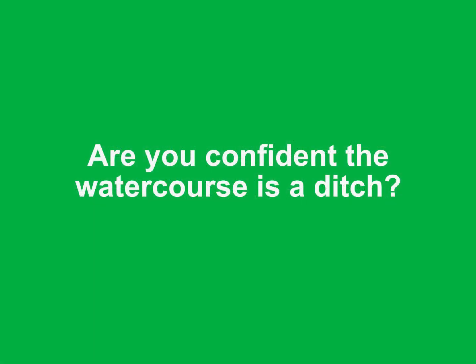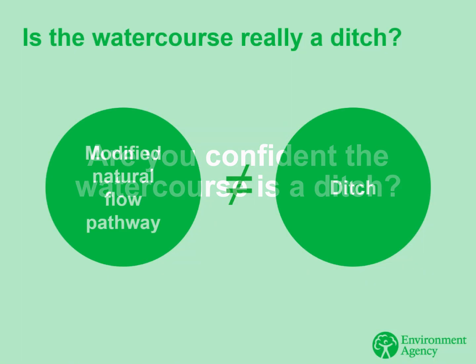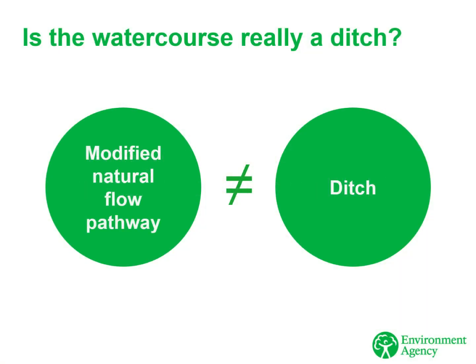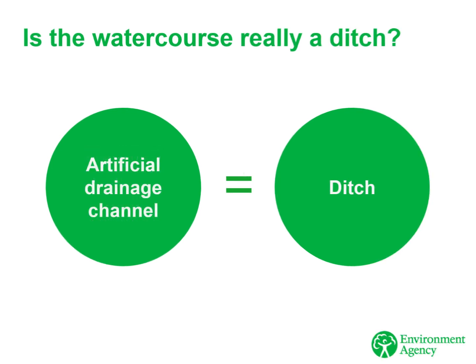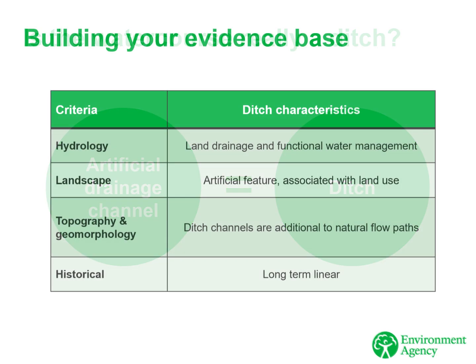An important distinction between ditches and other rivers and streams watercourses is that other rivers and streams follow a natural flow pathway which may have been modified, whereas a ditch is an artificial watercourse that has been constructed purely for the purpose of drainage. Looks are deceiving, and desk-based information is key to supporting your decision. We recommend ignoring the name of a watercourse and recommend you follow these 4 steps to identify if your watercourse is a ditch or a higher distinctiveness habitat.